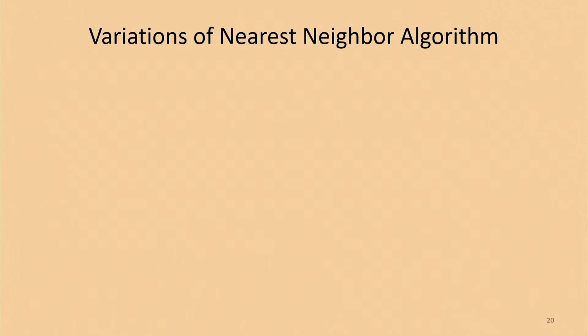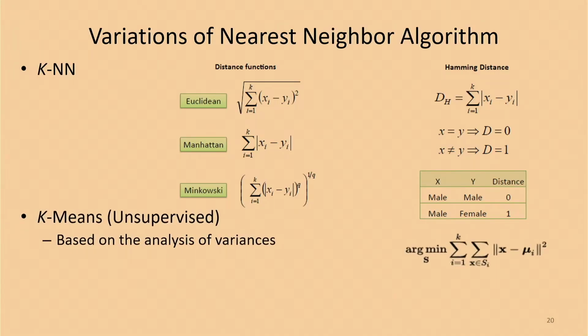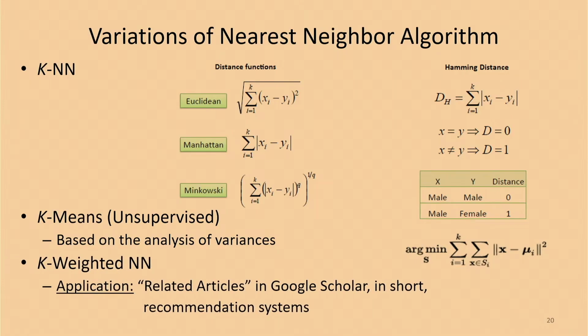There are variations of the nearest neighbor, one for continuous functions and one for discrete functions. Discrete is basically 0, 1, binary. Continuous, of course, uses Euclidean, Manhattan, Minkowski, and all the different distance functions. That is for k nearest neighbor, and you will be surprised that k nearest neighbor is actually an analysis of variance variation. So it is weighted.